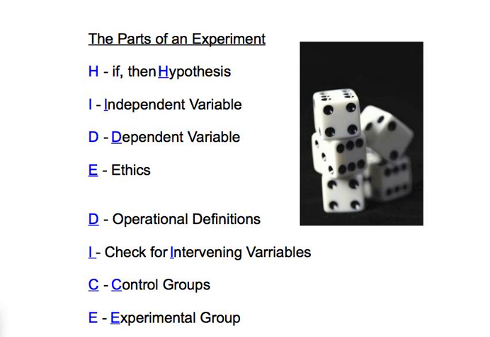Drug studies are usually good examples of experiments. So we say, if you take this particular antidepressant drug, then a patient will report a lower degree of depression. The independent variable in that case would be this new antidepressant drug, and the dependent variable would be the patient's mood and the degree to which they experience those symptoms.